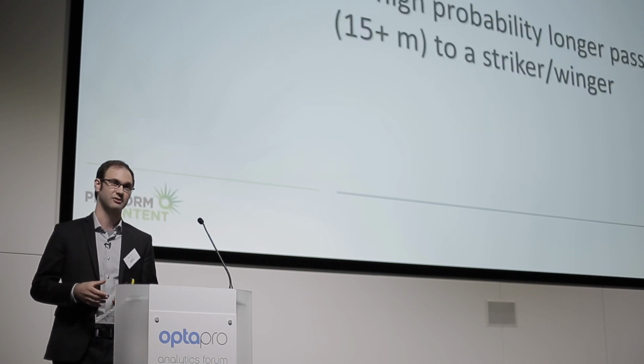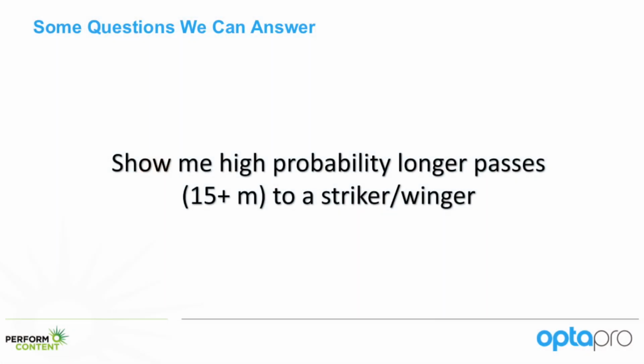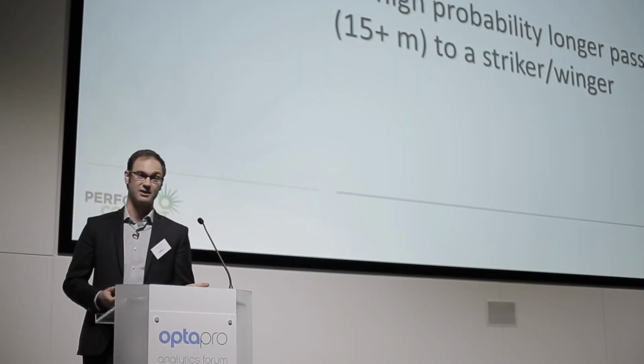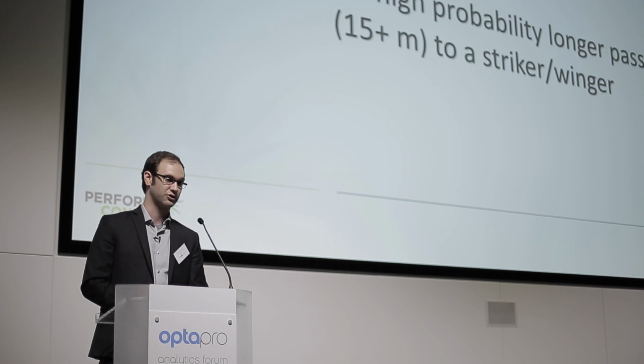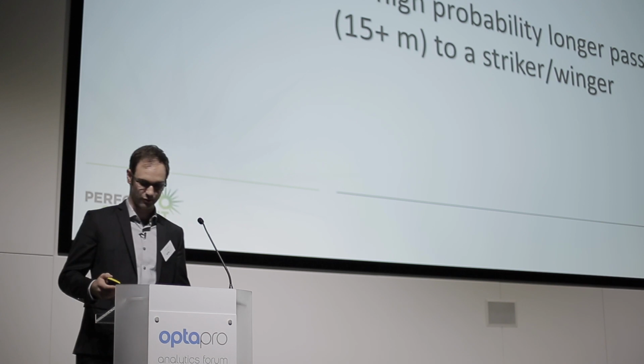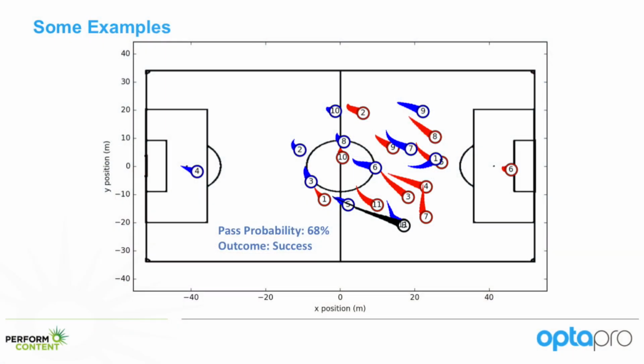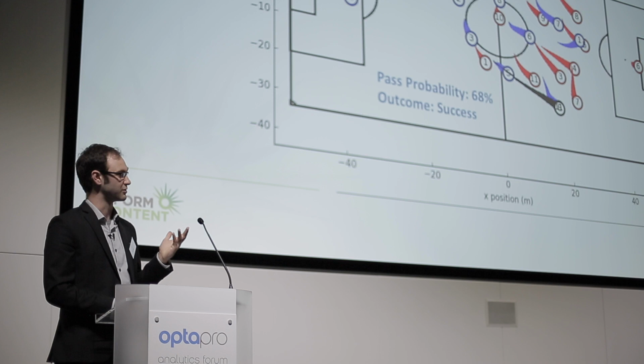Another example we might want to answer is, when was there a high probability pass to a striker or winger on the opposing team? This could be interesting because if there is a high probability pass that's longer than 15 or 20 meters to a striker or a winger, that probably indicates that somebody wasn't doing their job or wasn't covering that person. So here's an example where player 5 passes to, I believe that's a winger there. The pass has a 68% probability of succeeding, and sure enough, it succeeds. So in that case, it looks like somebody was left somewhat open.